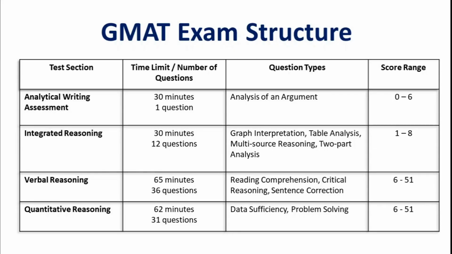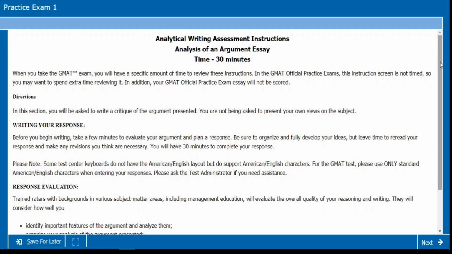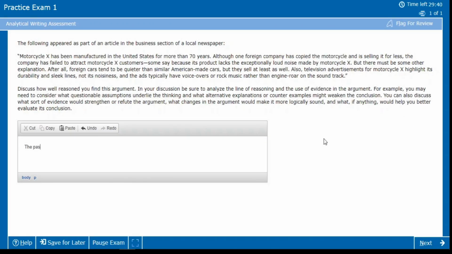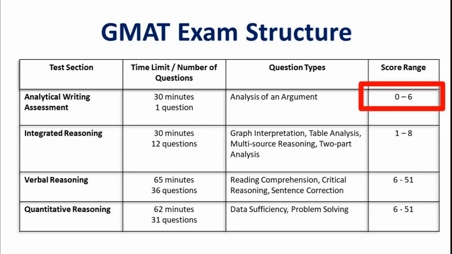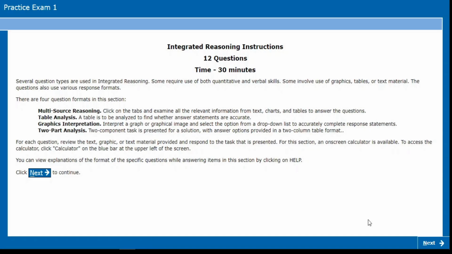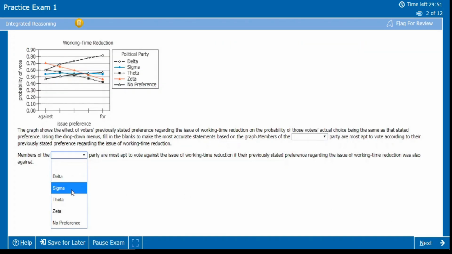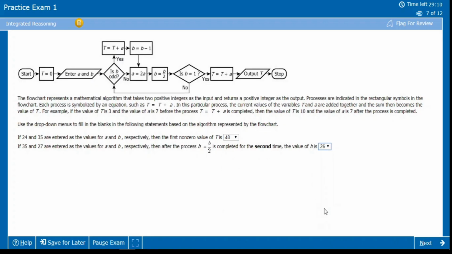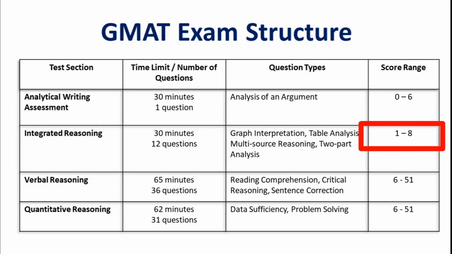There are 4 sections in the exam, but only 2 contribute to the main total score. The first section is the analytical writing assessment, the typical essay. They will present an argument like this one and ask you to evaluate its strength. You must write a small 300 to 500 word essay in 30 minutes or less. This section has an independent scoring system that goes from 1 to 6 and does not contribute to the main score. The second section is a fairly new section called Integrated Reasoning. 12 questions mixing reading, data analysis, spreadsheets, graphs, and so on. This section also has an independent scoring system that goes from 1 to 8 and does not contribute to the main score.